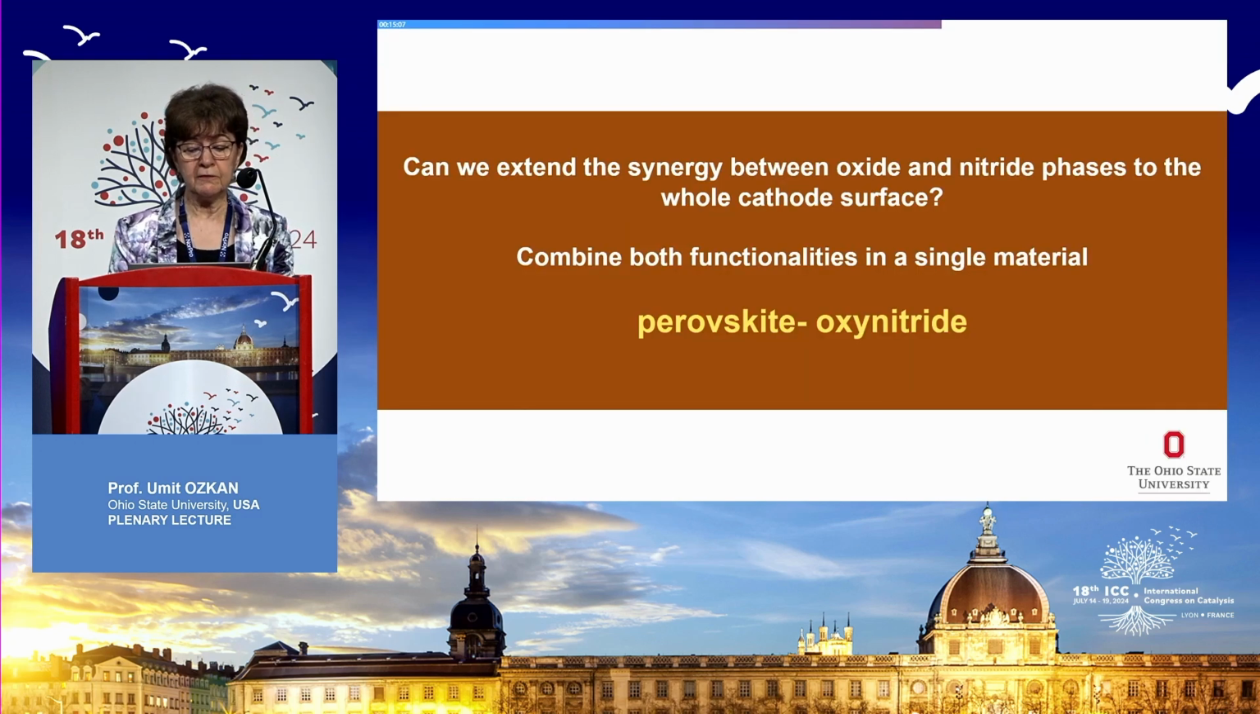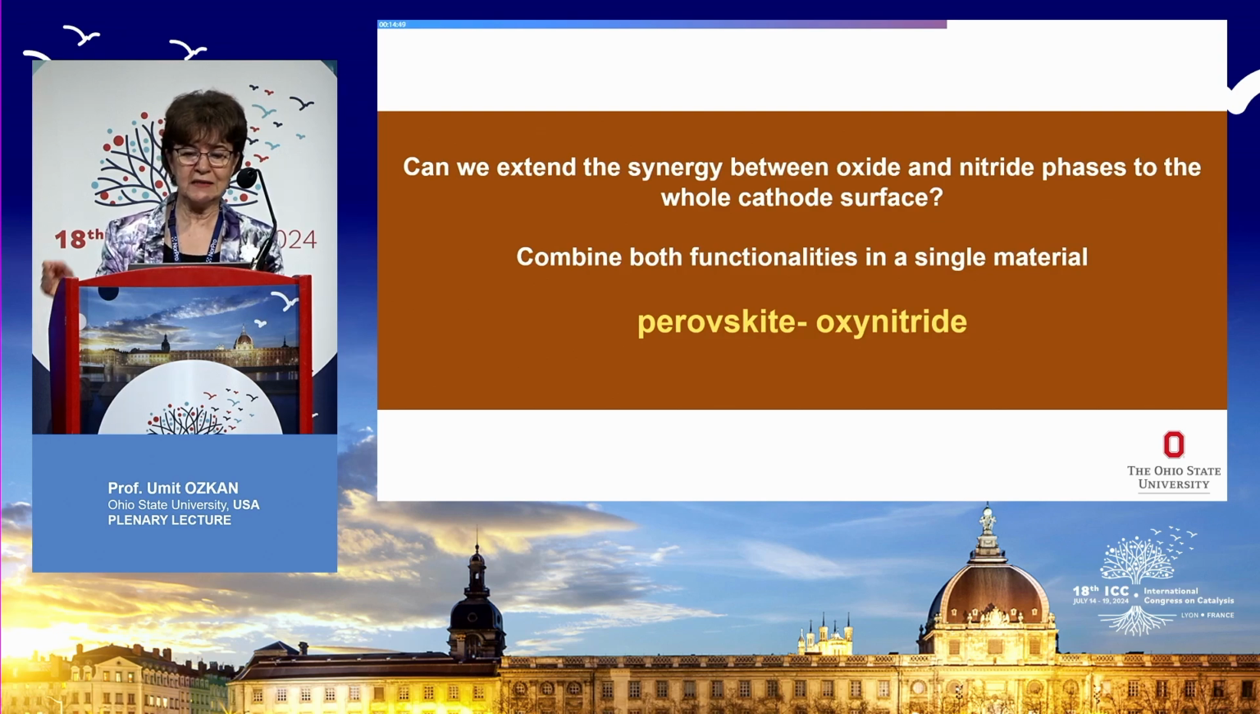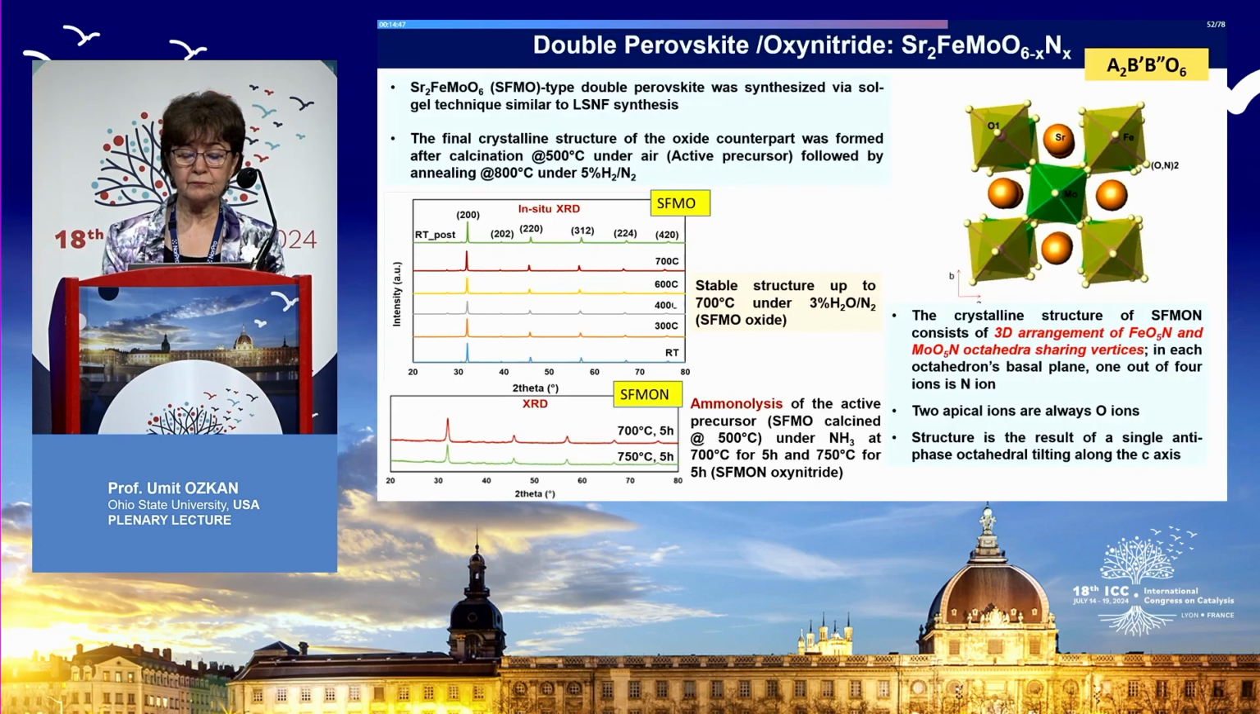Okay, that's all good and fine, but putting two phases physically together and hoping that they will be in intimate contact is a lot to ask for. So we came up with the question, well, can we come up with a single phase where we can combine both functionalities in a single material? So we went to a double perovskite structure, in this case, strontium iron molybdenum oxide.